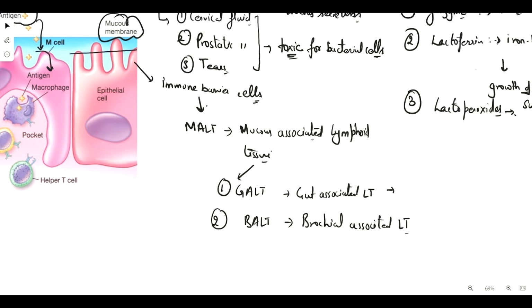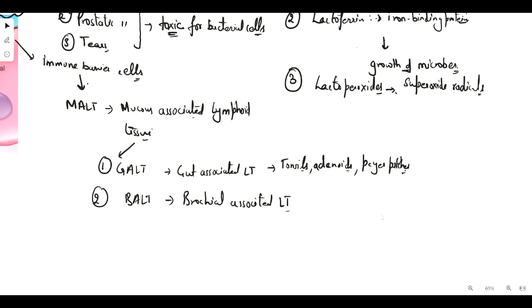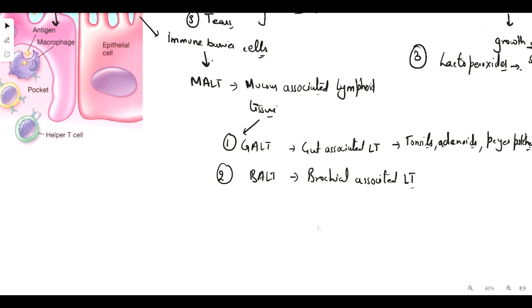If we talk about the gut associated lymphoid tissue, which is mostly studied, it includes tonsils, adenoids, Peyer's patches, which are present in the intestine, and different types of diffused lymphoid areas along the gut membrane. The MALT system contains different types of specialized cells.